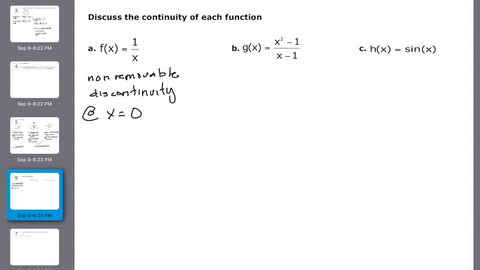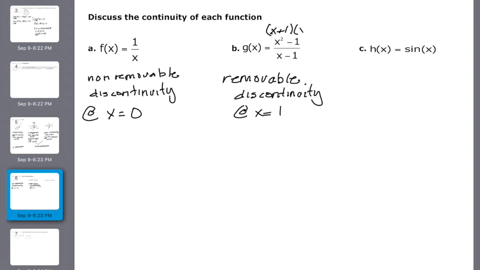The second one is a removable discontinuity. And it's going to be at x is equal to 1. That's what's going to cause my denominator to become 0. But if I factor my numerator, the fact that I can remove it from my equation and work around it is what classifies it as a removable. And the last one, our sine function.